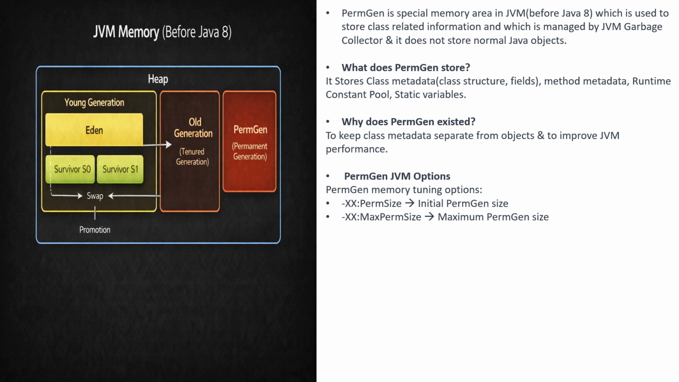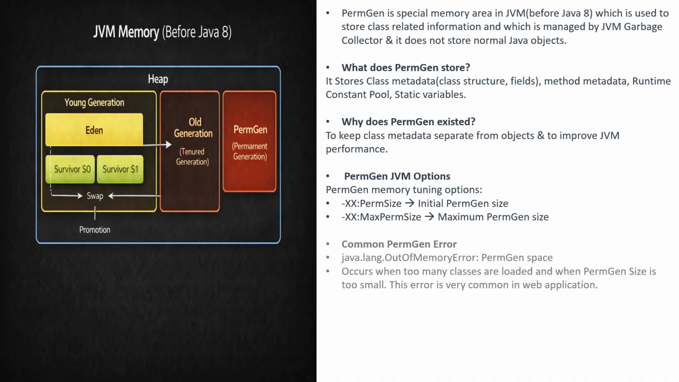Now let's see the PermGen JVM options. PermGen memory tuning options are below. -XX:PermSize means you need to pass the initial PermGen size. -XX:MaxPermSize means you need to pass the maximum PermGen size. So if you want to tune PermGen memory, you need to pass two parameters. First is the initial PermGen size and second is the maximum PermGen size.